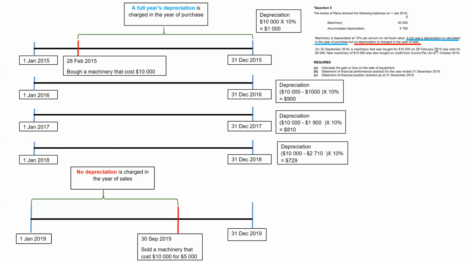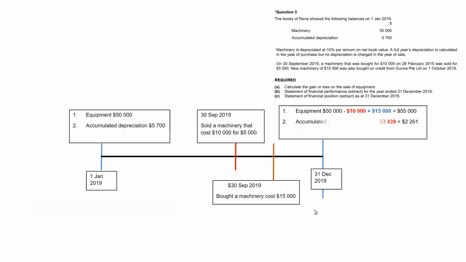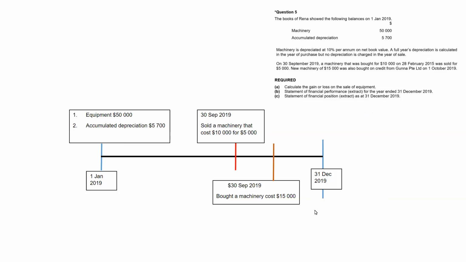From there, if I were to ask you how much is the accumulated depreciation for this machine that we are going to sell, it would be 3,439. So how do I get the 3,439? It is taking the 4 years of depreciation, added up, that would be 3,439. So once we have that, we can in fact put all this information into the timeline that we had drawn earlier on.